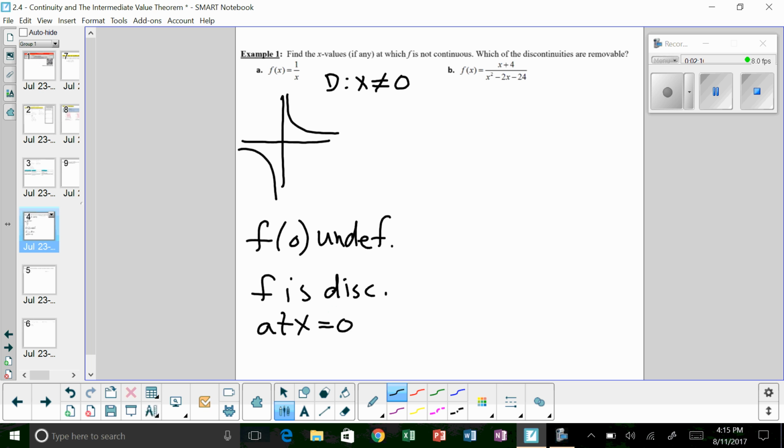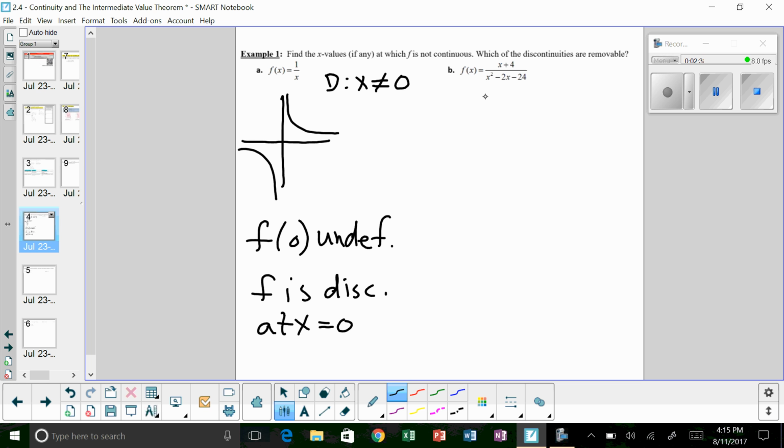When we look at example B, example 1, part B, we have a slightly more complicated function. This isn't one that we can draw the graph of easily without using our graphing calculator. But we can analyze the function in a similar way, thinking about its domain and then using that to help us determine whether or not we have any removable discontinuities.